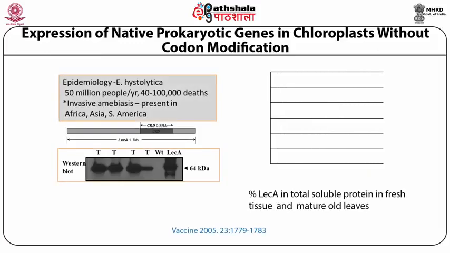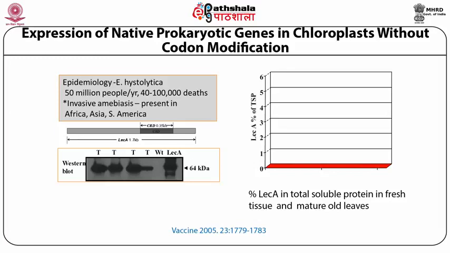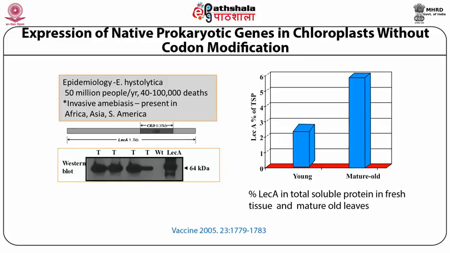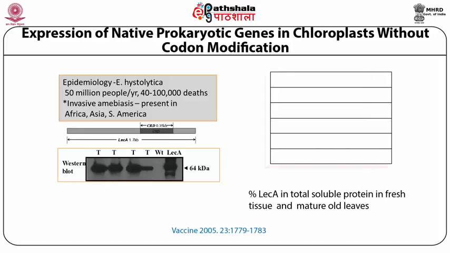It is another example: if you want to express genes without any codon modification, then chloroplast transformation is the best mode. Here you can do the transformation without any codon modification. For example, we expressed the amoebiasis lac gene in the chloroplast, which expressed up to 6% of total soluble protein. When we tried to express this 65% AT-rich gene in the nuclear genome, we failed; we could not express it.